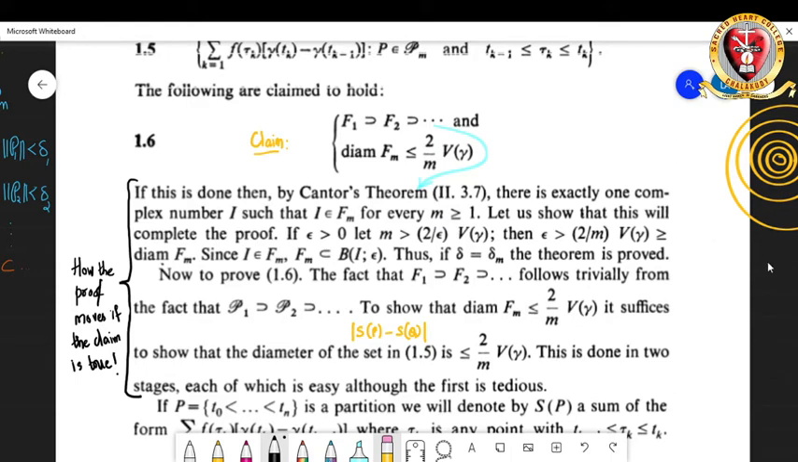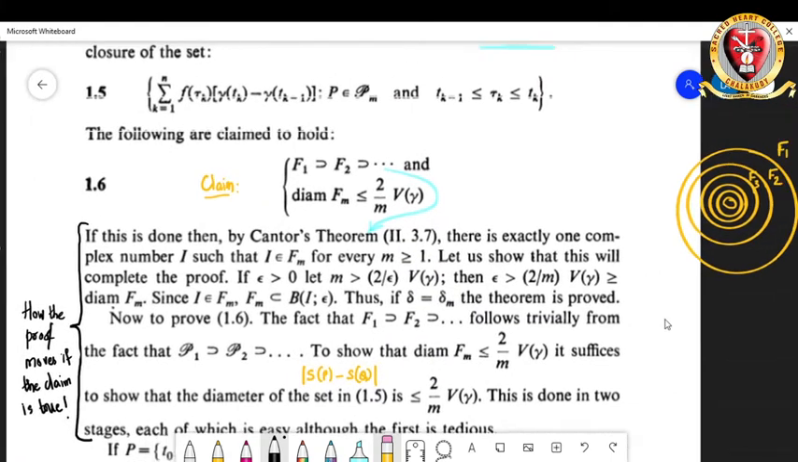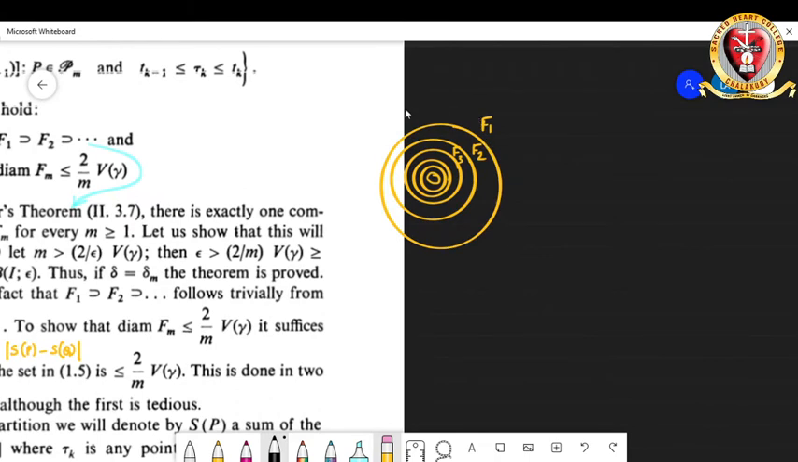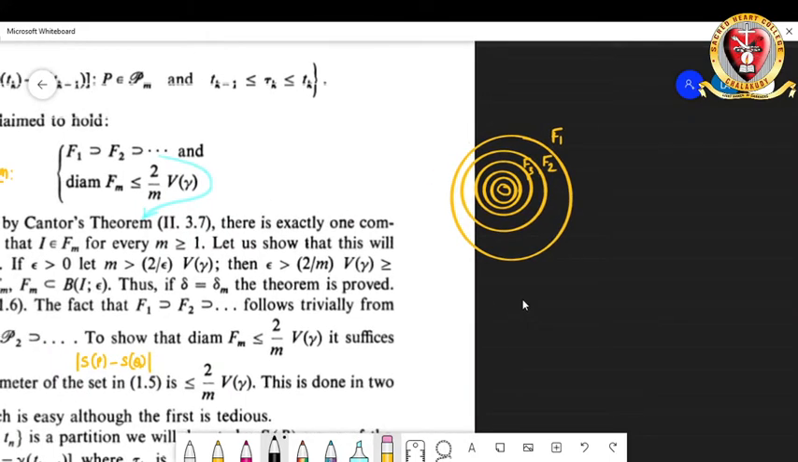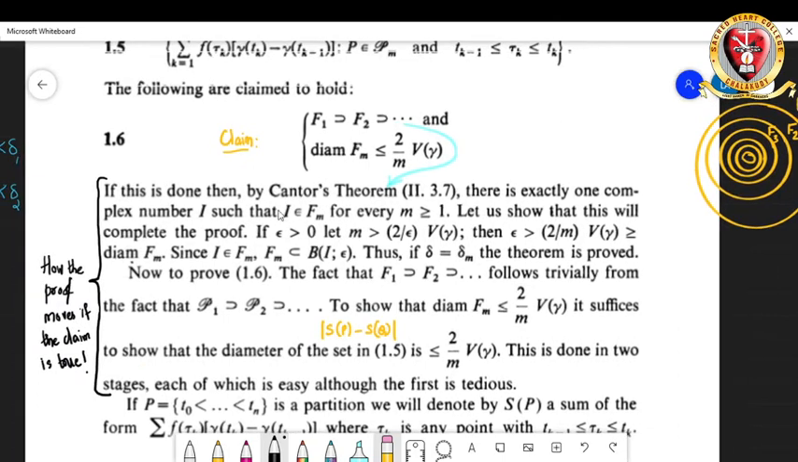So by Cantor's theorem, just for simplicity, look here. Suppose F1 is here, F2 is here, F3 is here, and it goes on like that, right? By Cantor's theorem, if this is moving on like that and the diameter is decreasing, we know there will be a common point for all these Fm's. Let's call that point I, a complex number I that happens to be in Fm for every m. That is what Cantor's theorem says.